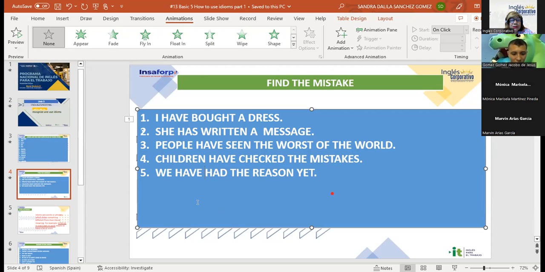We need to make this sentence negative. Everybody, you just have to add not. Then we have, we have not had the reason yet. Exactly. This has to be negative because yet means no lo hemos hecho todavía. Todavía means yet. In this case, the sentence is negative. But now I give you the reason because we didn't study the expression yet. But I wanted you to analyze this.